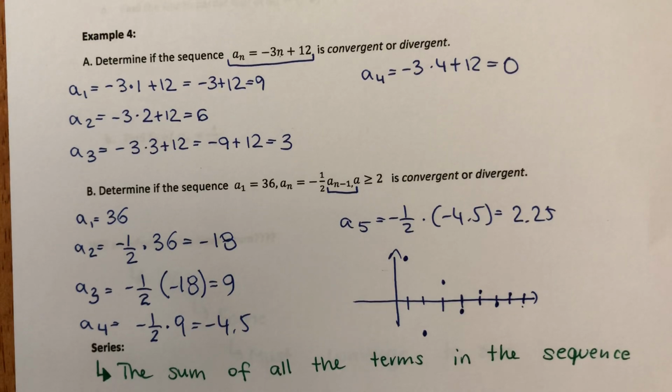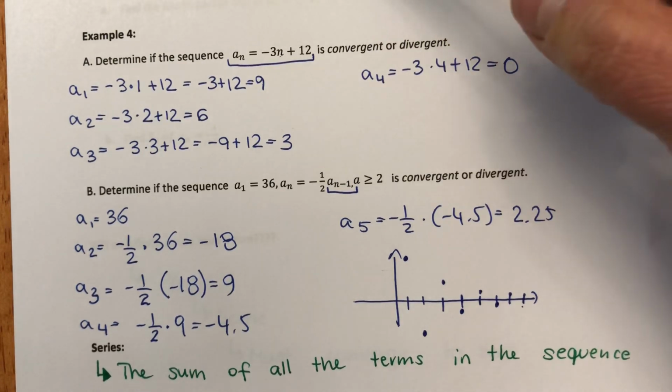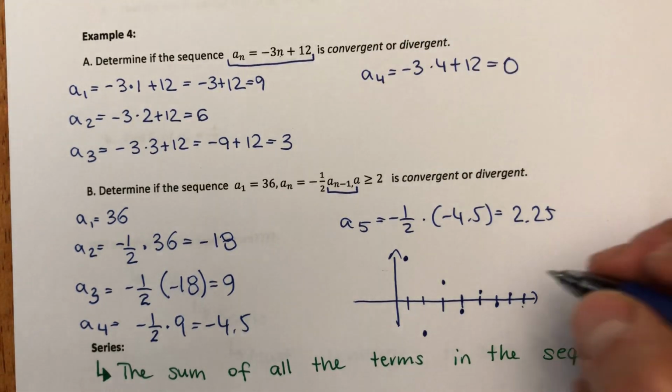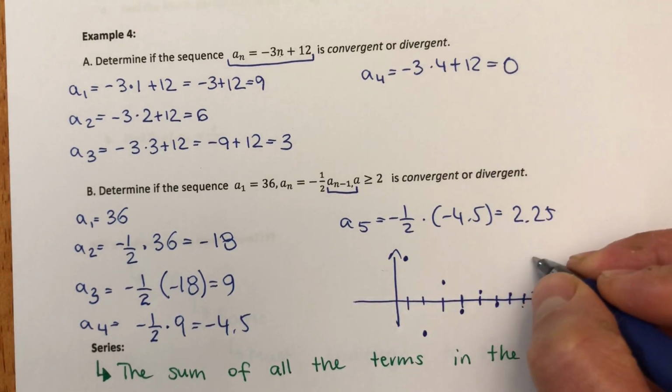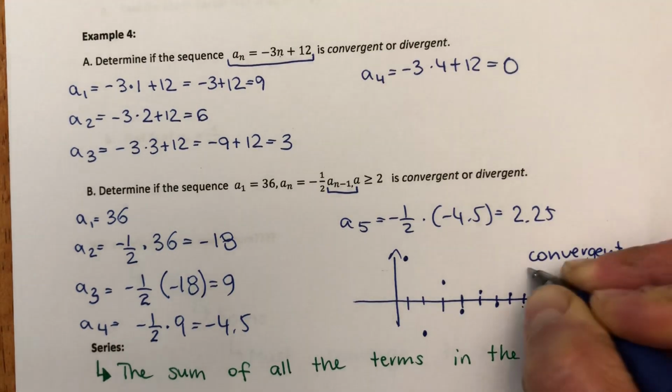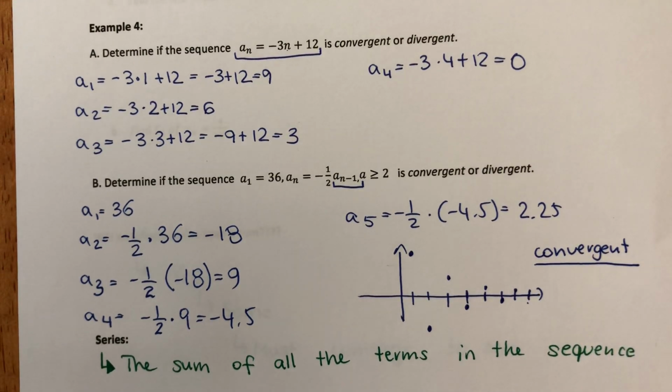So because of that, my first example, well, let's see, converge means that the sequence has a limit such that the terms approach a unique number. It looks like this one will converge, it's going to be convergent. And this one is going to be divergent.